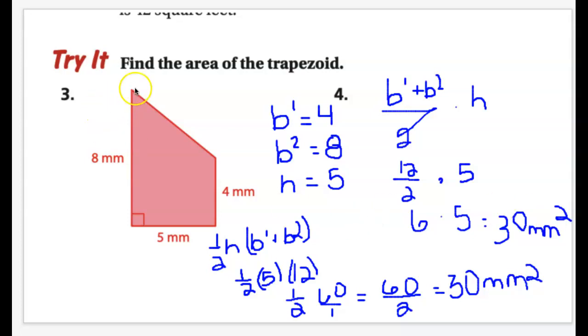So again, you look for the two bases. Those are the two parallel lines. Base 1 and base 2 can be interchangeable. You can put the 8 here or the 4 here. Just make sure you locate the height by finding the right angle side.